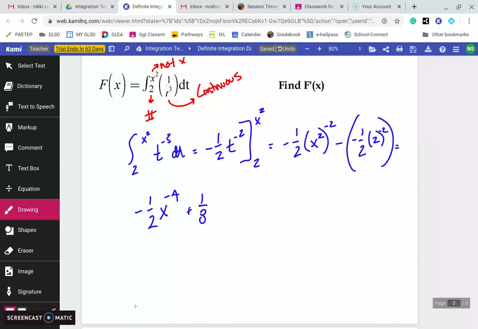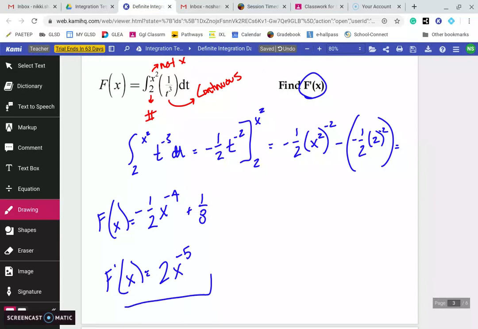So I have this. So capital F of x is that. I've taken the antiderivative. But now they want me to take the derivative of this. So I can take the derivative of my answer, and using my power rule, this will become 2x to the negative fifth. And then the plus 1/8 will become 0. So this is my final answer, f prime of x.